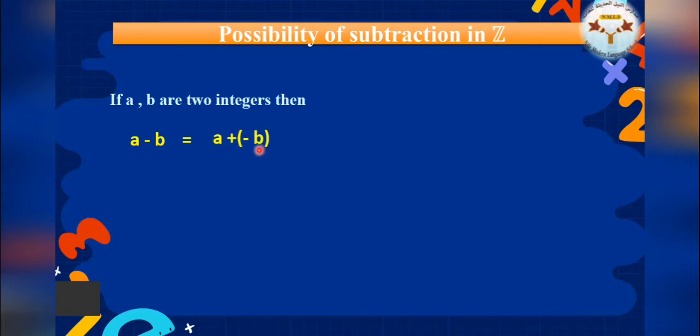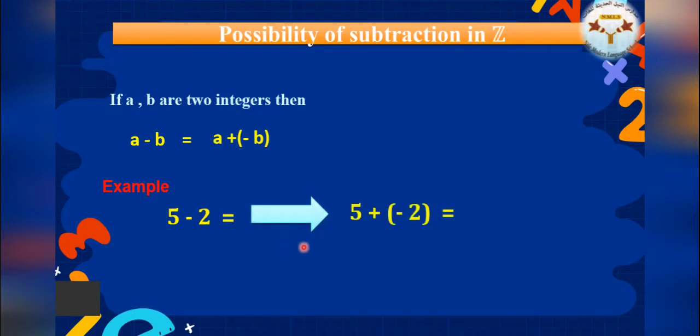Let's find out why a minus b equals a plus negative b. Let's take an example. I want to prove that 5 minus 2 is the same as 5, change the minus into plus, negative 2, and the 2 positive I will change into negative 2. I know that 5 minus 2 easily is 3.